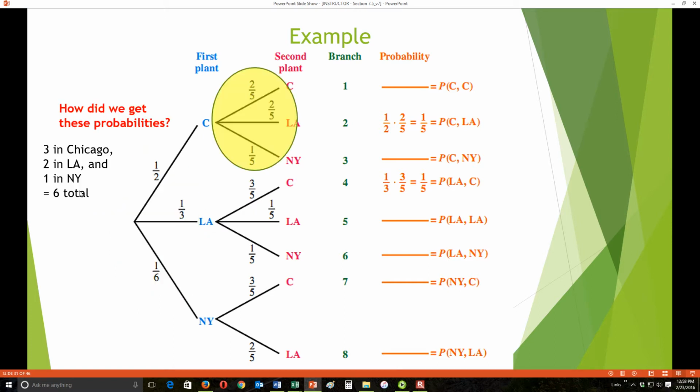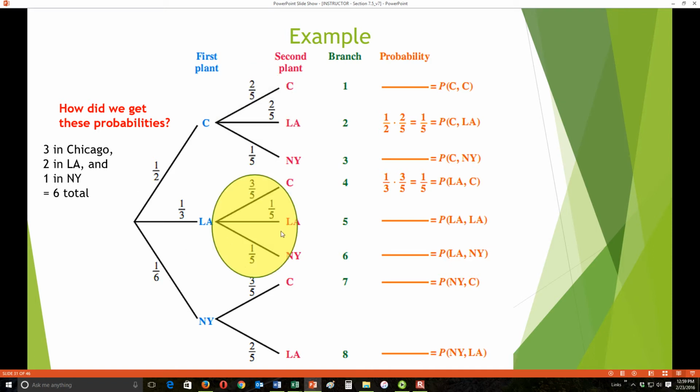Next question. How do we get these probabilities here? Well, again, we started out with 3 in Chicago, 2 in LA, and 1 in New York. However, if I go to Chicago first, that means there's only 2 Chicago left and only 5 total to choose from, so 2/5. There's still 2 LA left, so 2/5, and 1 New York left, so 1/5.